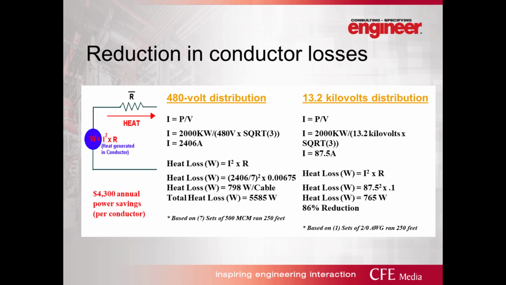When you look at the same losses using a 13.2 kV feeder, it's only one feeder now instead of 7 sets, and you're looking at about 765 watts of loss, which is about an 86% reduction. So when you calculate that, for that one feeder, you're looking at about $4,300 in savings over the year. And you say, okay, $4,300 isn't a whole lot, but in a data center where you might have redundant feeders or a whole bunch of different feeders, that could add up pretty quickly, depending on the size of the facility.